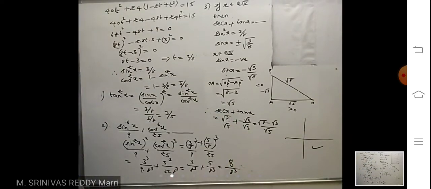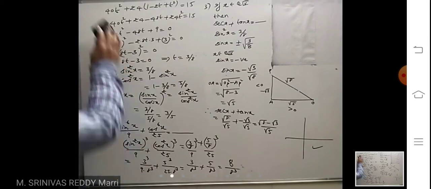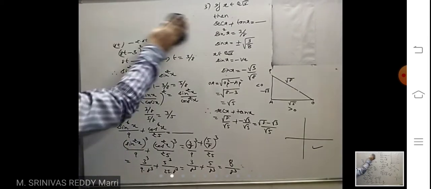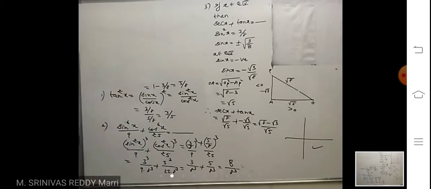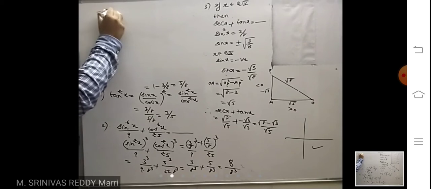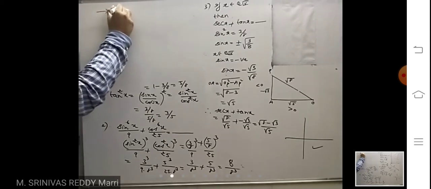For this particular problem, I will tell a shortcut of how to do this problem very quickly. If you remember this shortcut, you can write it easily.